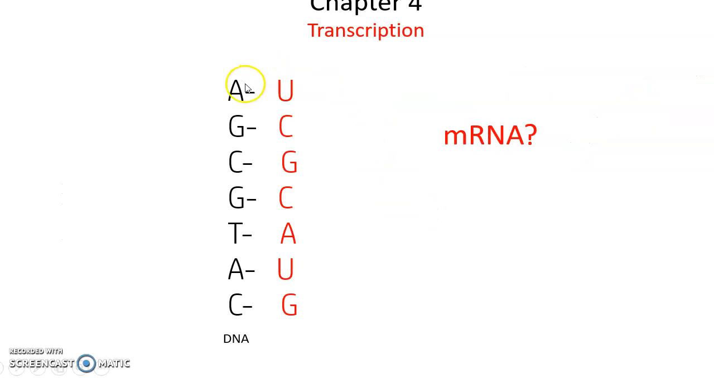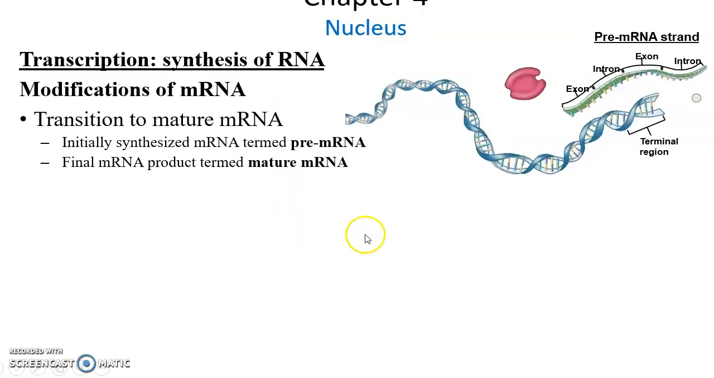So, here, if you're given the code for DNA, A, G, C, G, T, A, C, and asked to write out the complementary base pairing in the RNA, it would be U, C, G, C, A, U, G. All right, after the pre-mRNA is formed, it gets modified. So this is important to turn it into mature messenger RNA that can be used by the ribosomes.